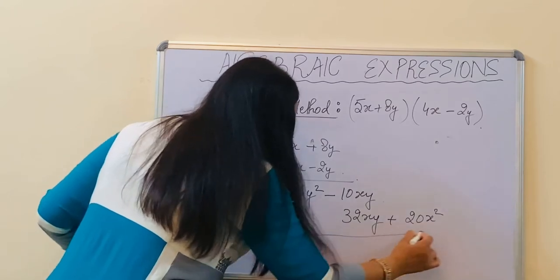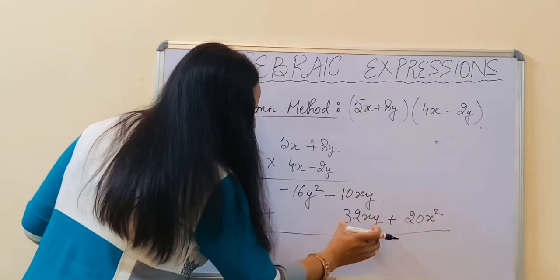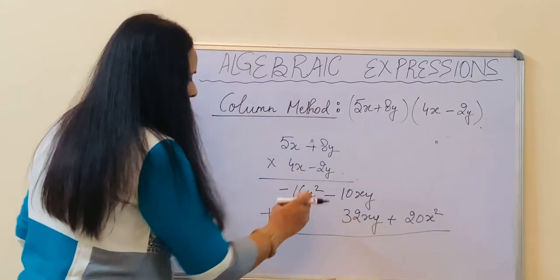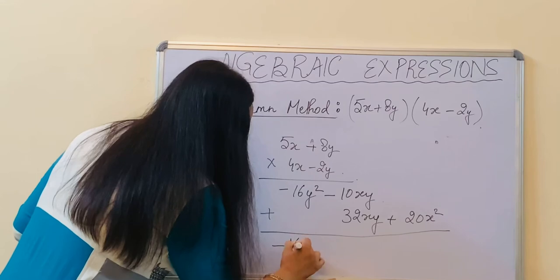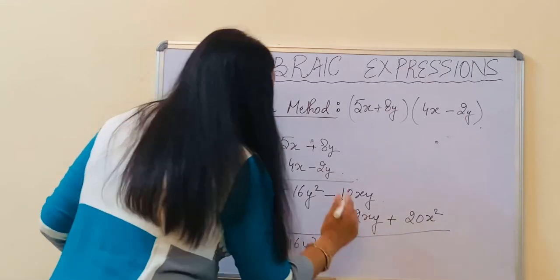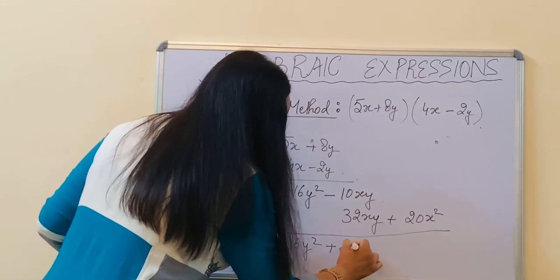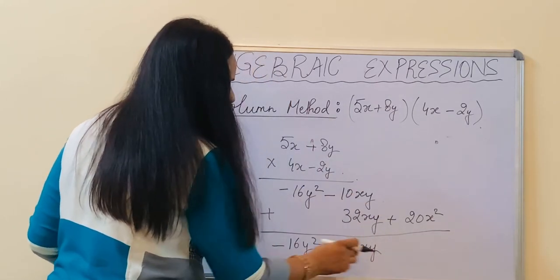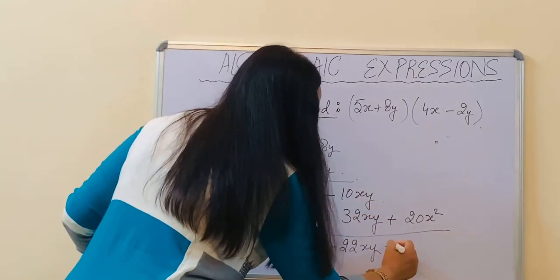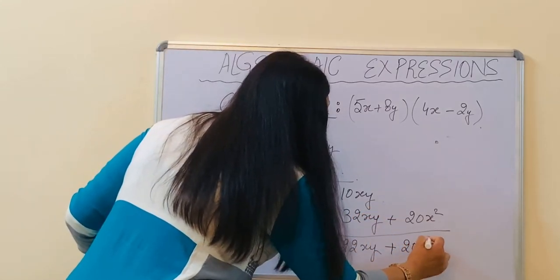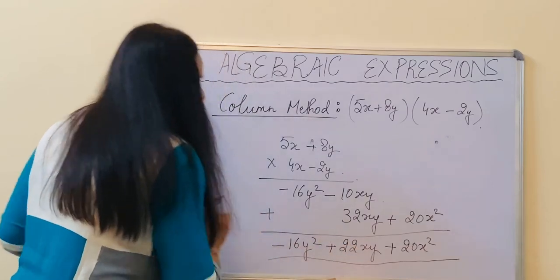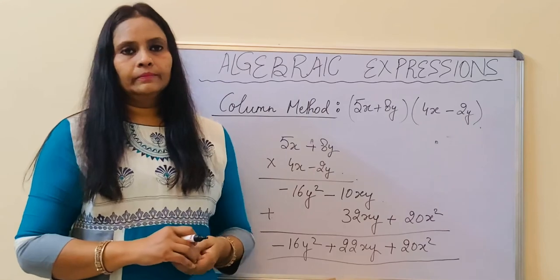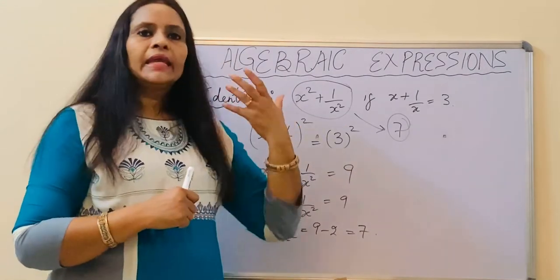Now you will see that there are two like terms, that is minus 10xy and 32xy. Adding these, we get minus 16y square plus 22xy, by solving 32xy minus 10xy, plus 20x square. In this way we can solve multiplication in the column method. Now we can solve them very easily.